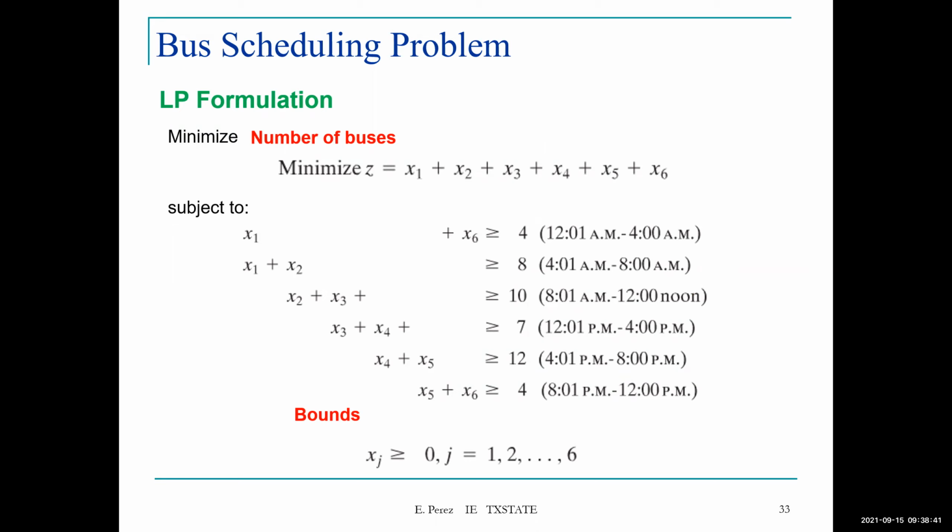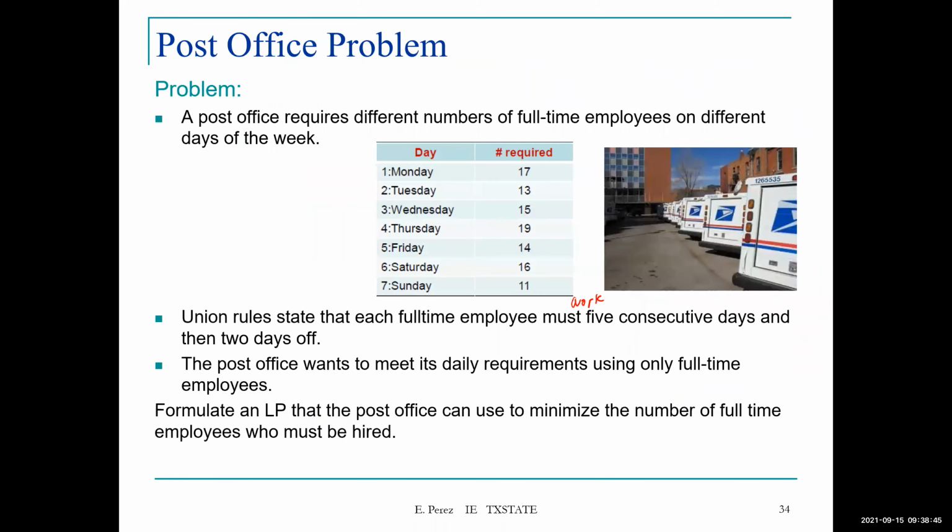So after this problem, this is one of the problems that we discussed on Monday. We look at another application, but we were able to see that even though it was a different application, the model was quite similar. Now, we were looking at the number of people required in the post office every day, and trying to come up with a minimum number of employees that we needed to hire for the post office.